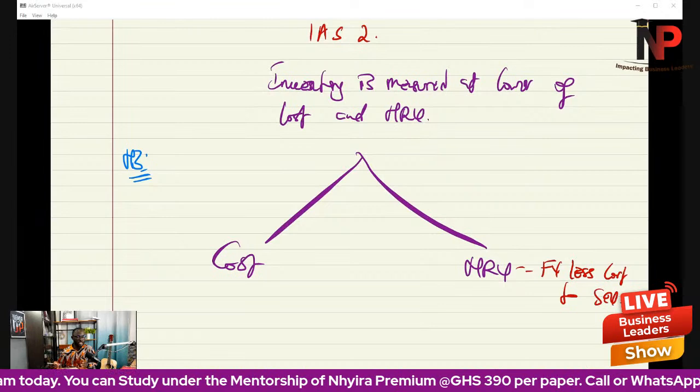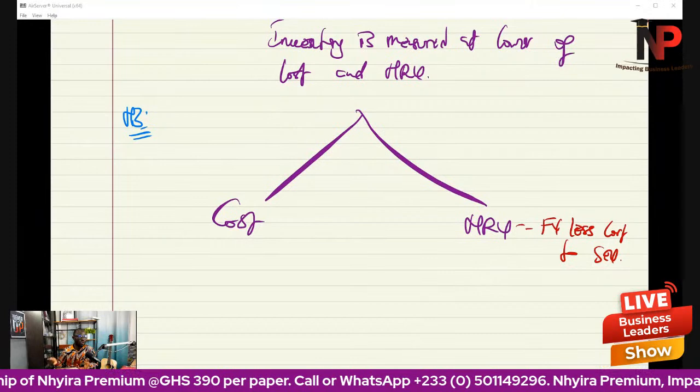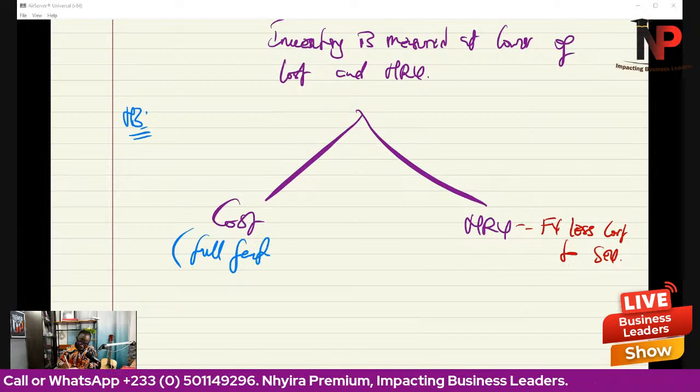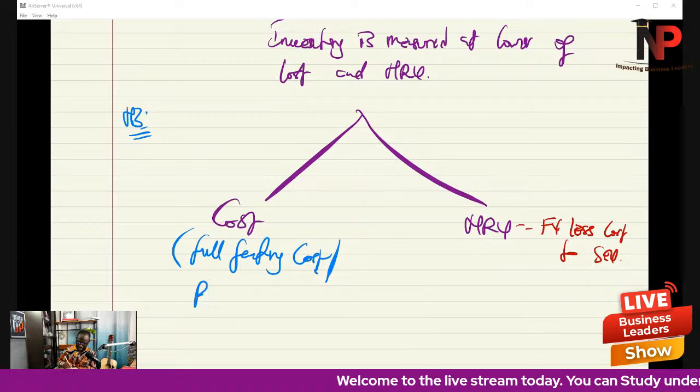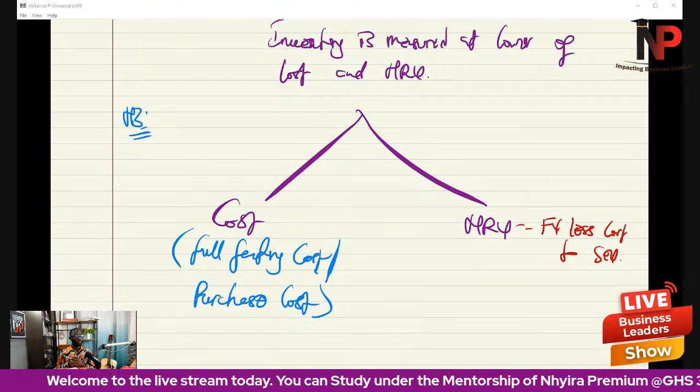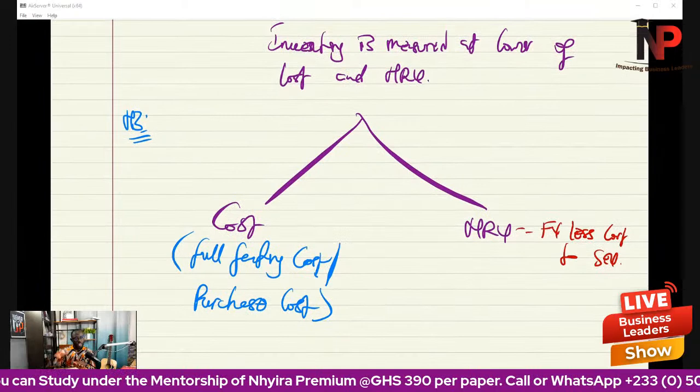The cost of the inventory is the full factory cost. So we compare the cost of the inventory, the cost at which we bought it, or the full factory cost if we manufactured the inventory, to the net realizable value. The lower of the two is the amount at which the inventory is going to be carried.